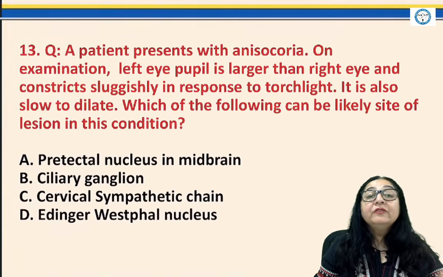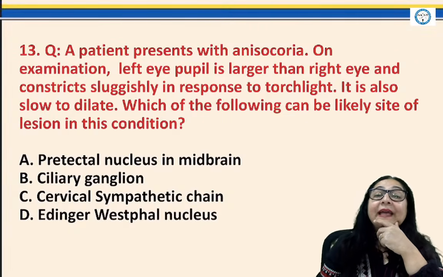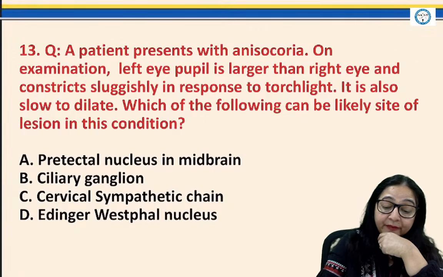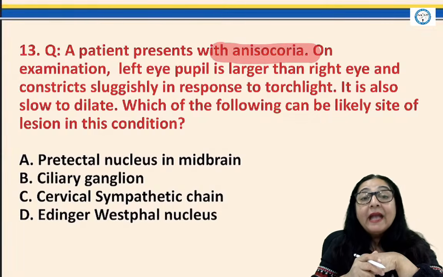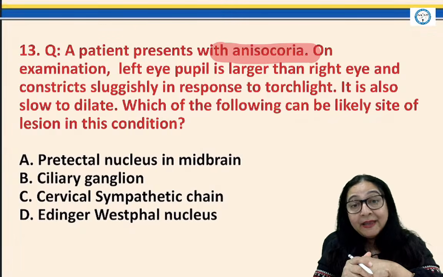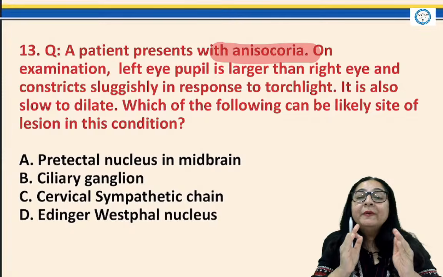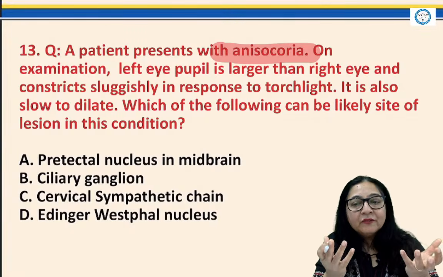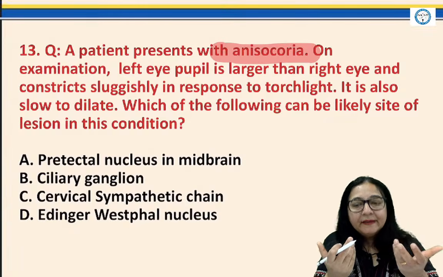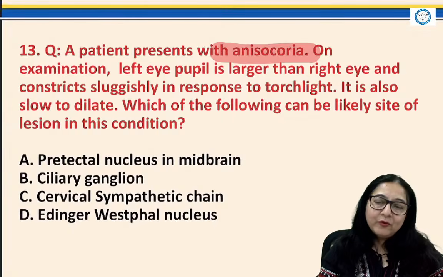Okay, so moving on to another question here. A patient presents with anisocoria, bache. Read the question statement again carefully. Anisocoria, what do we mean by anisocoria? Anisocoria means the size of the pupil is not the same in both eyes. Normally the size of the pupil is the same in both eyes. So if there is a significant difference, it is called anisocoria.